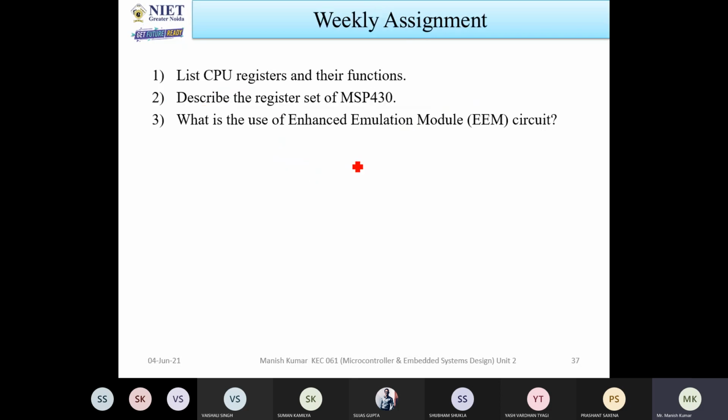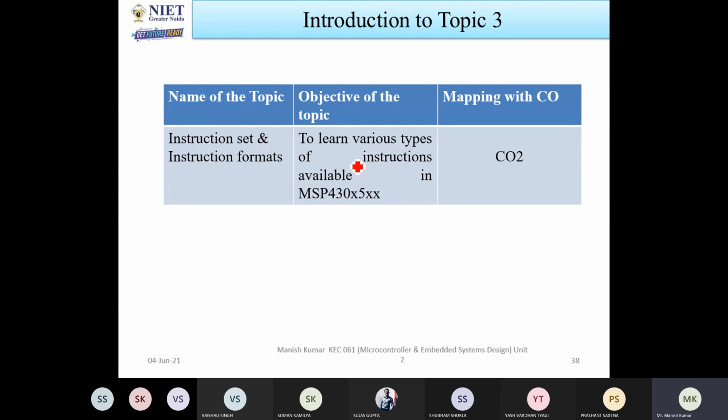Okay. So today I am going to discuss the instruction set and instruction format of the MSP 430. The instruction set is a group of instructions, and there are 4 instruction formats available in MSP 430, which I will discuss after finishing the instruction set. First I will discuss the instructions used in MSP 430, and how you are able to write the program.